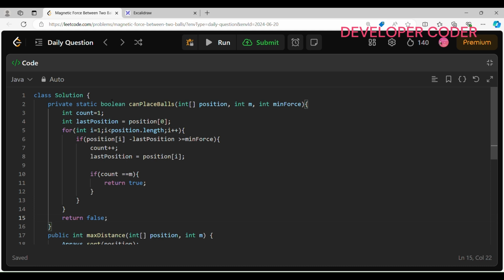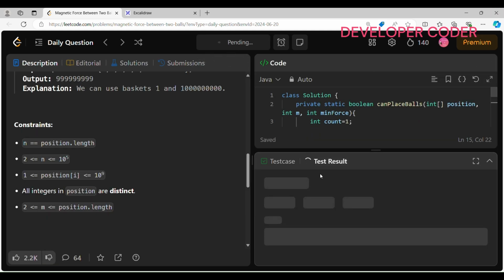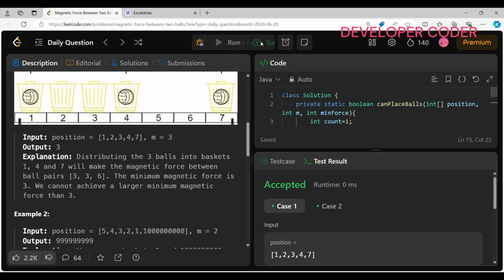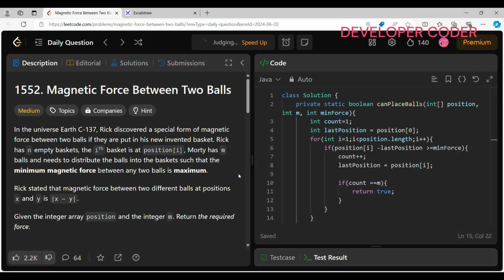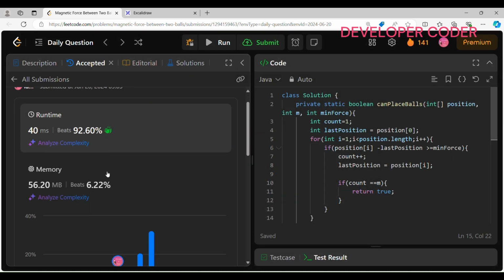Okay, so now let's run the code and see if there are any code issues. So all the test cases have been accepted. Now let's submit it. So see, our solution is accepted, right?